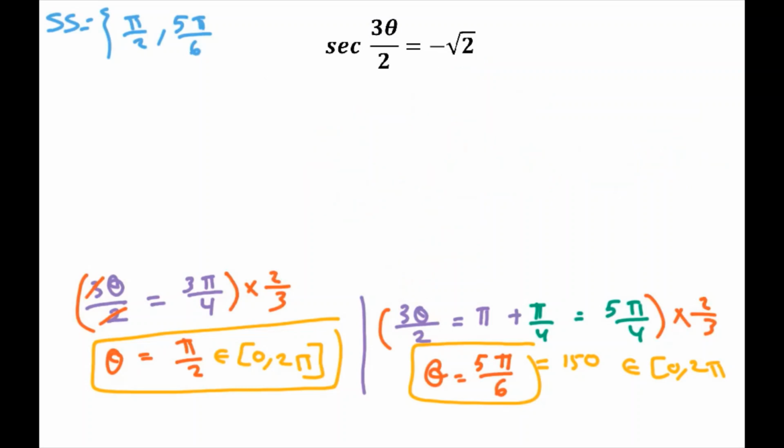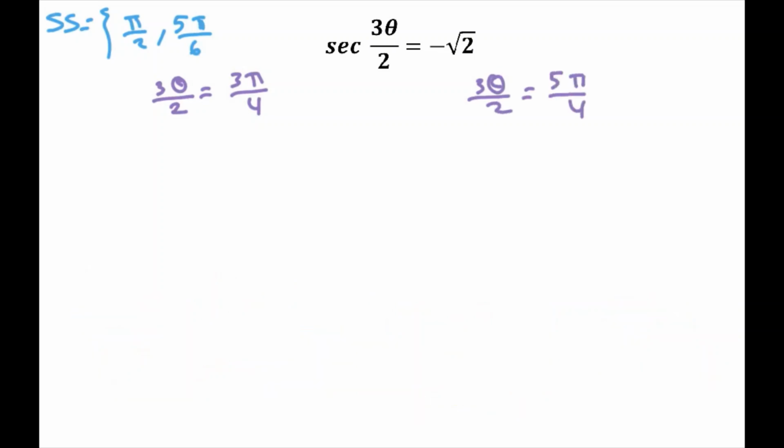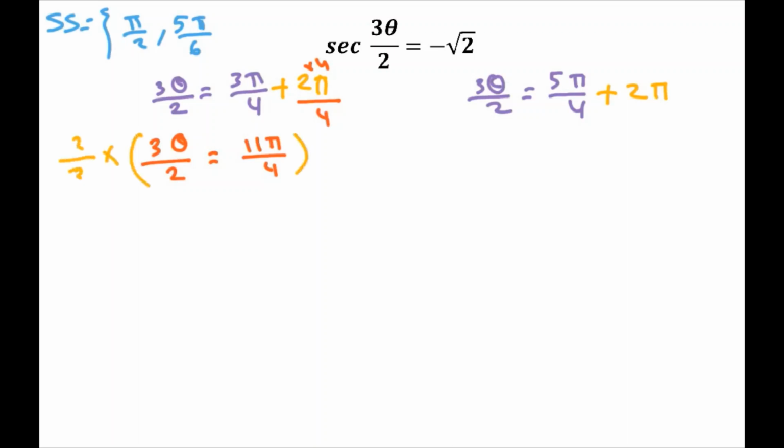I do have 3 theta over 2 equal 3 pi over 4, and 3 theta over 2 equal to 5 pi over 4. So in order to get the next, I'm going to add 2 pi for each one of these. So let's do the calculation now. So I need 4 here, so I'm gonna multiply by 4. So 8 plus 3, 11 pi over 4, and then you will multiply everything by 2 over 3. So that's 11 pi over 6.